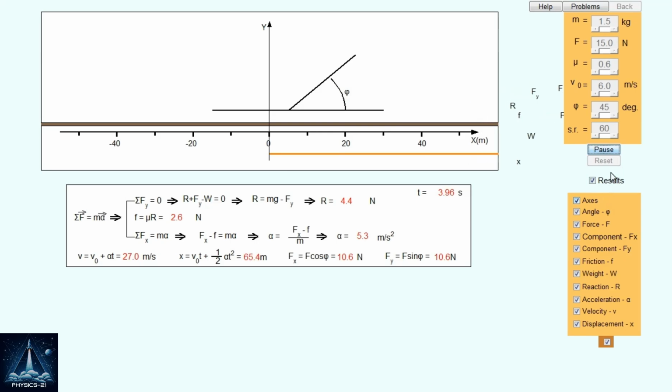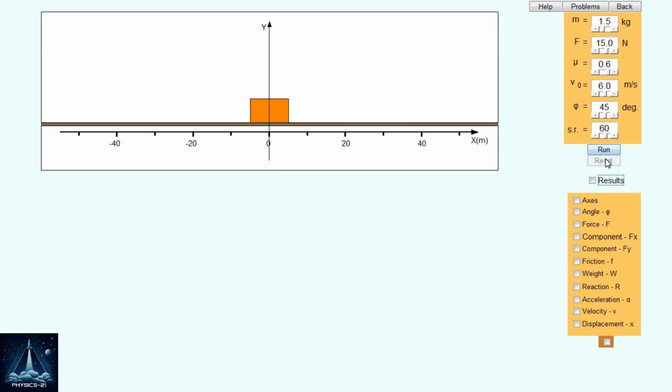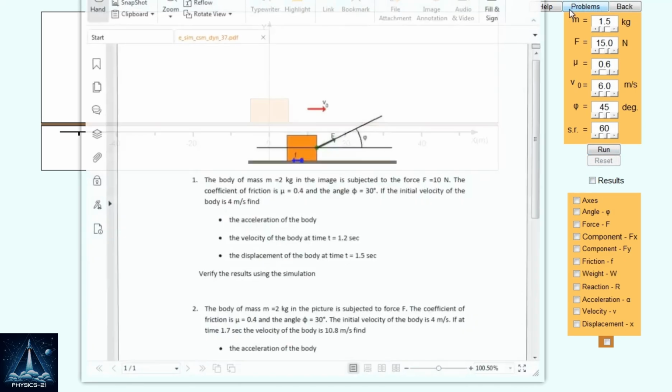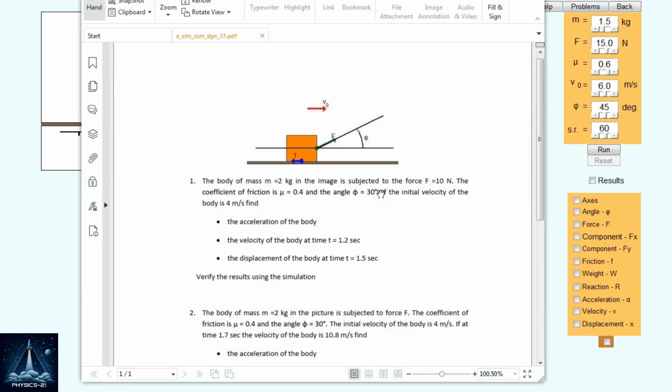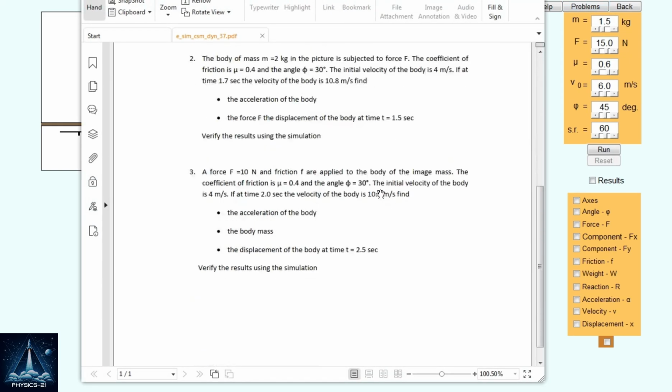Finally, in the Problems option, problems corresponding to the simulation are proposed. You can solve the problems and verify the correctness of the results using the simulation.